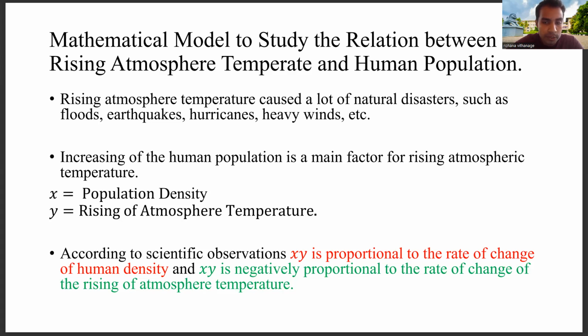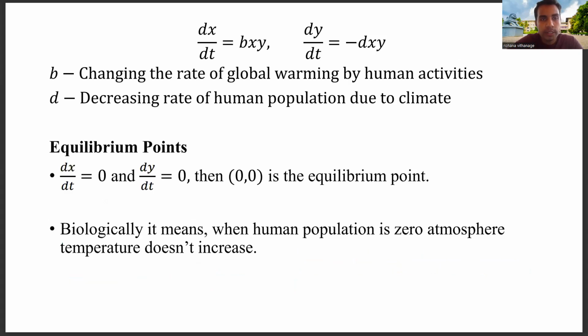So XY is proportional to the rate of change of human density, and XY is negatively proportional to the rate of change of the rising atmosphere temperature. By using these two ideas, we have obtained our mathematical model. Now this contains two ordinary differential equations. Here B and D are some parameters. B is the rate of global warming by human activities, and D is the decreasing rate of human population due to climate.